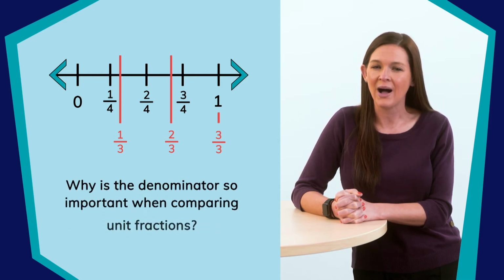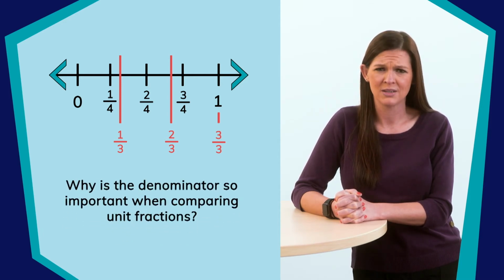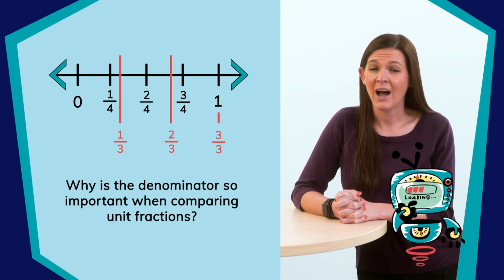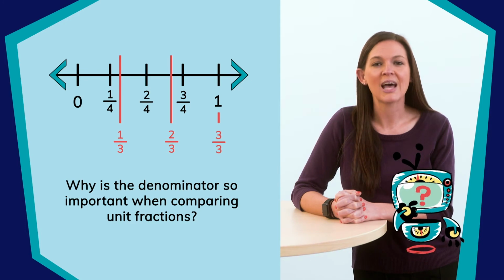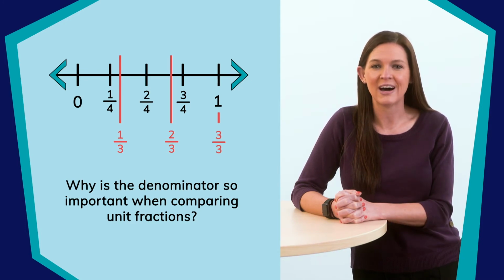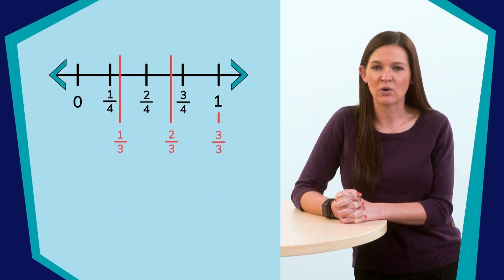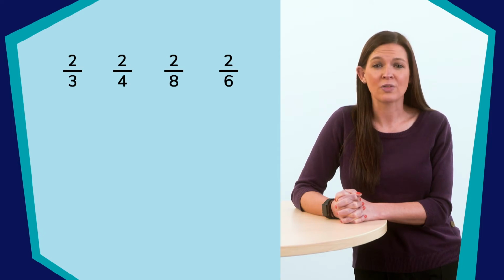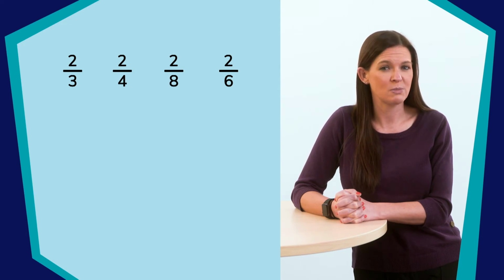Yes. I heard lots of explorers talking about how the denominator on a unit fraction is important when comparing unit fractions. Let's think about why the denominator is so important. What do you think? I agree. The denominator tells us how many pieces the whole is divided into, and that lets us know the size of each piece. Let's look at some fractions to compare in order. 2/3, 2/4, 2/8, 2/6. We can compare and order these fractions without drawing models by using their denominators as clues to which is largest and which is smallest.